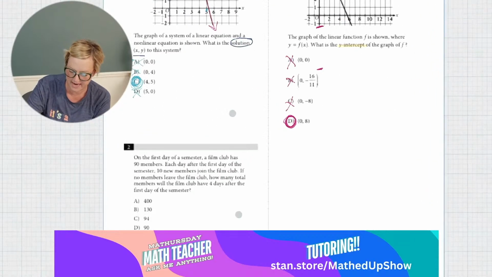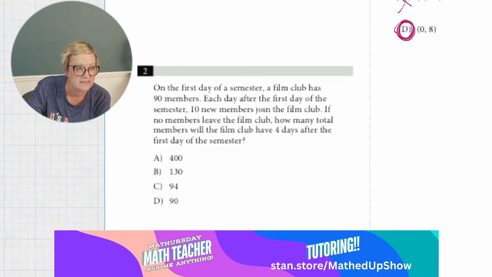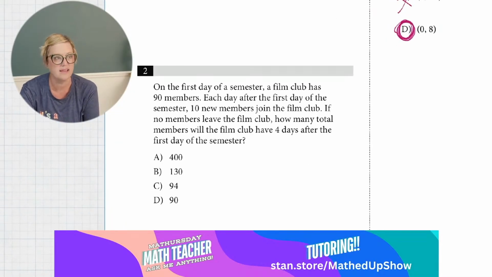Okay, so let's take a look at this problem here. Okay, again, this is kind of an early question in the SAT.